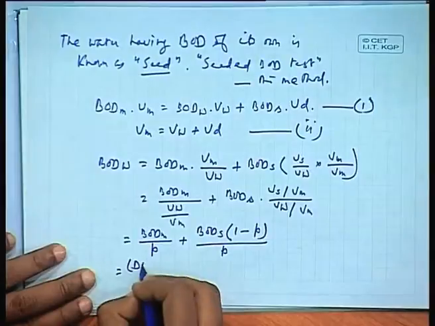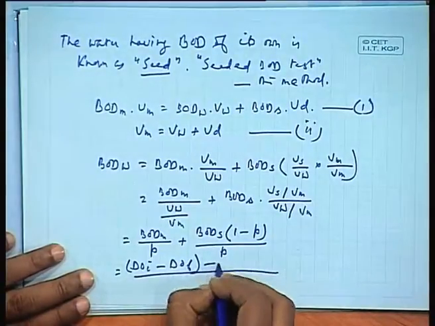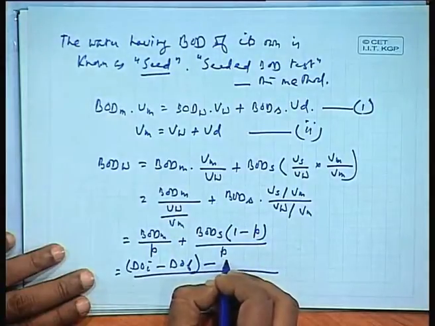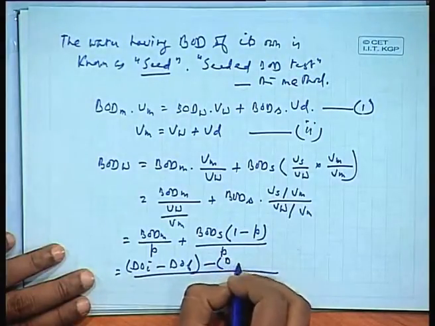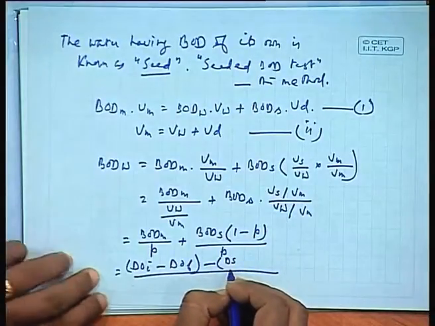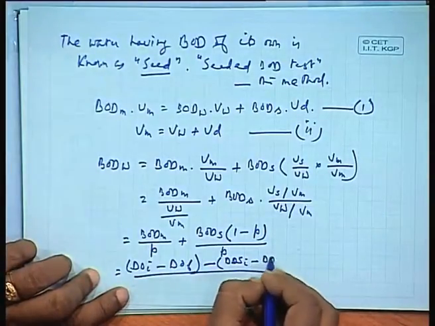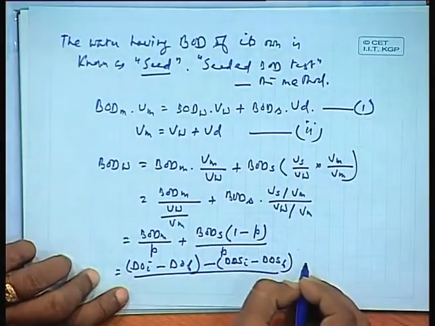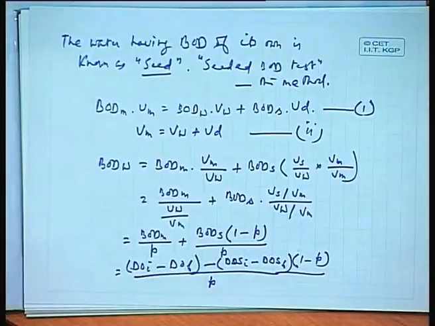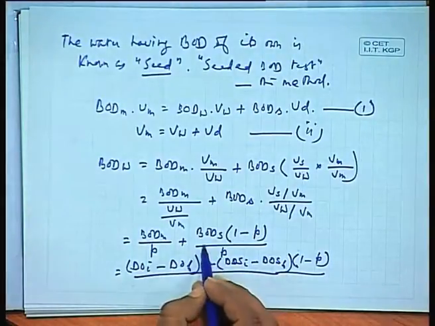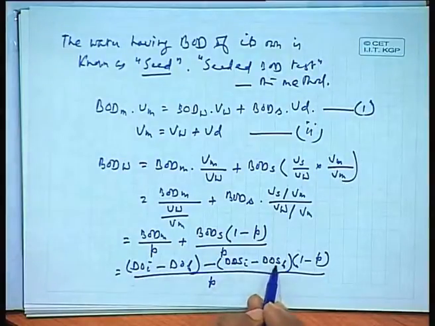You can also simply use this as DOI minus DOF divided by P, minus the seed demand, DOSI minus DOSF, times (1 minus P) divided by P. We have not done anything difficult. This is the BOD of the seed, DOSI is the dissolved oxygen of the seed initially, and DOSF is the final.